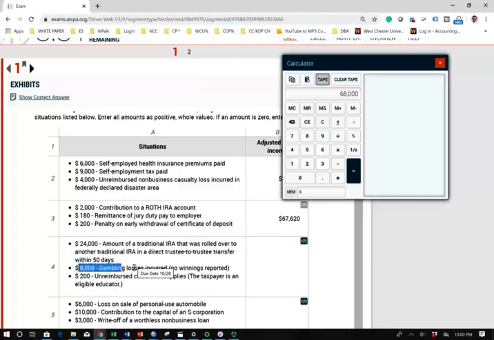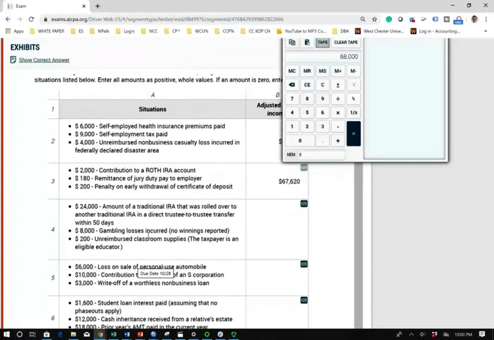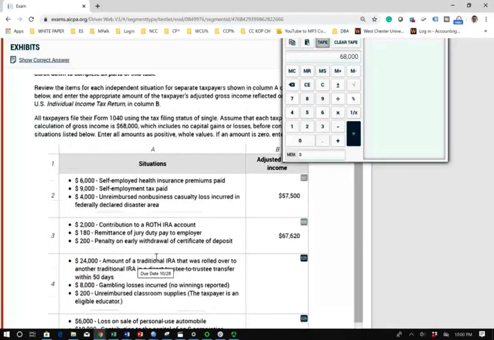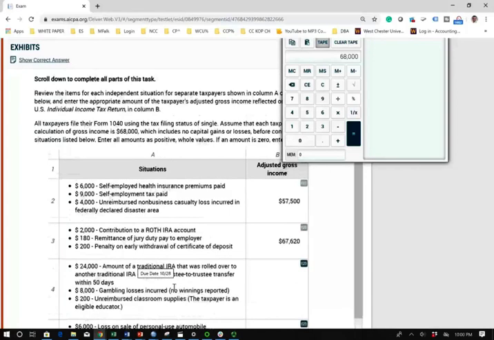We have 8,000 in gambling losses incurred, no winnings. Well, gambling losses are deducted to the extent of winnings, and they're not deducted for AGI here, because they told us there's no winnings. So nothing we can do with this. $200 unreimbursed classroom supplies, and the taxpayer is an eligible educator. Well, if that's the case, you can deduct up to 250, so you can deduct 200. Therefore, you're down to 67,800.